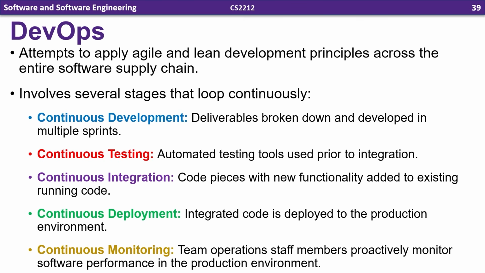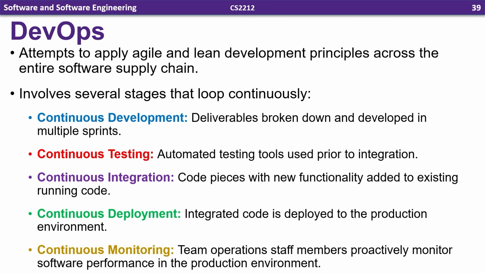Continuous deployment, which is integrated code is deployed to the production environment. So this is after you've added it to the existing code, you're actually putting it out in your environment. So for example, if this was OWL, it would be adding a new feature or functionality to OWL, making sure that it integrated correctly, and then launching it on the servers, making it live for everyone. And continuous monitoring, where the team's operations staff members proactively monitor software performance in the production environment to make sure everything's going correctly and to know any bugs or defects that they notice.